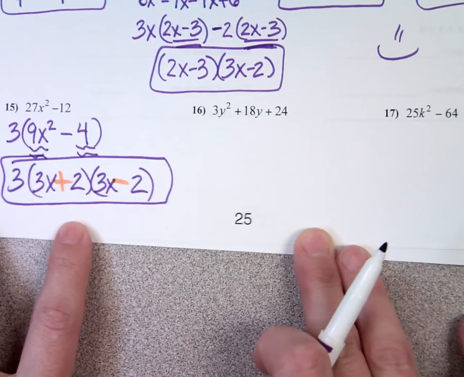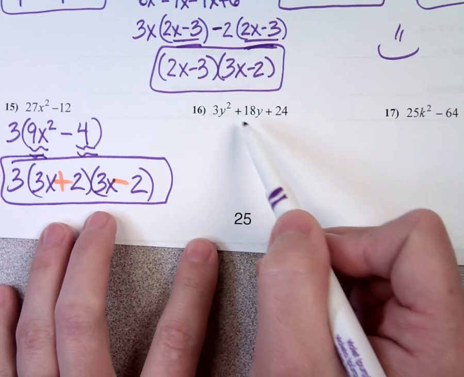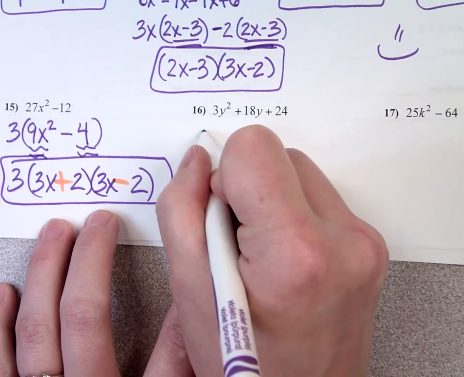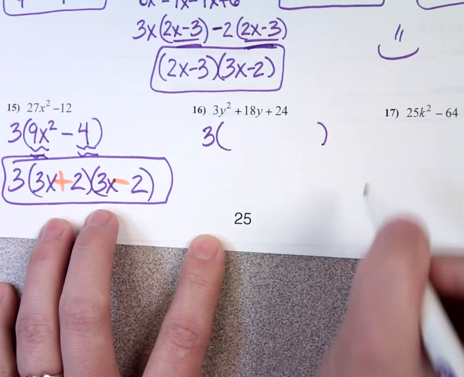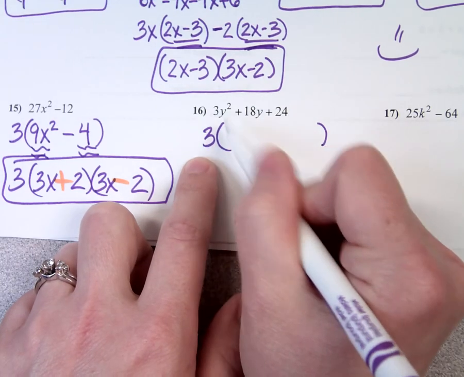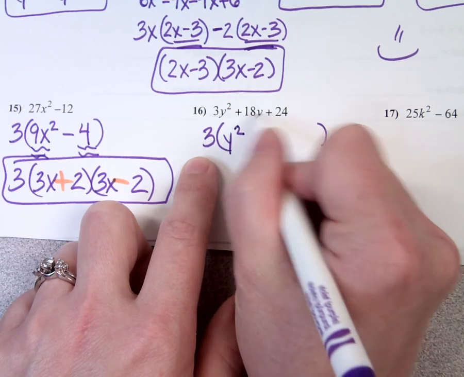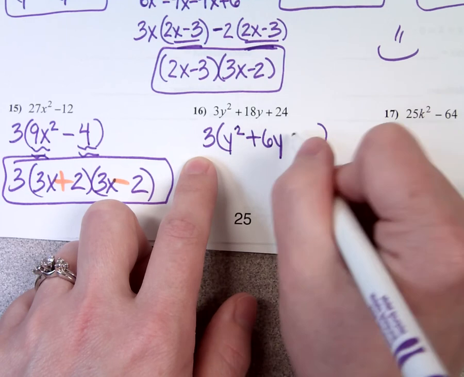Okay, on to number 16. First thing we want to look for, do we have a GCF? Yes, we do. The biggest thing that goes into 3, 18, and 24 is a 3. Do they all have y's? Nope. So 3 is the GCF. So 3 times what gives all that back? 3 times what makes 3y squared? Y squared. 3 times what makes 18y? 6y. 3 times what makes 24?